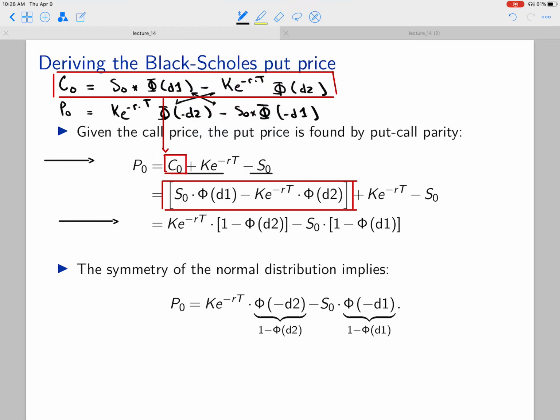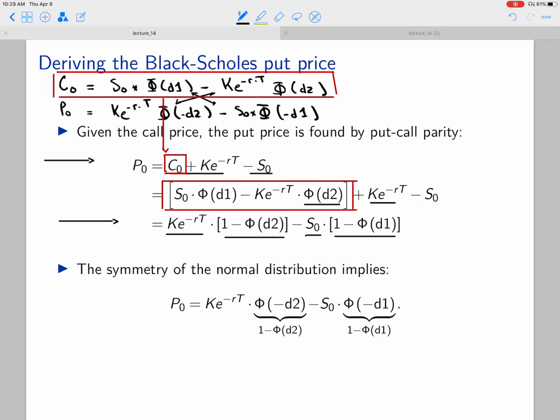In the third line then, we group like terms. There's two terms that have K e to the negative rT in front of them. One has a Φ of d2, the other one has a plus 1. So we group these: K e to the negative rT, 1 minus Φ of d2. Then we group the two terms that have S0 in front of them. It'll be 1 minus Φ of negative d1. Okay? So this gives us the put option price in the Black-Scholes model.